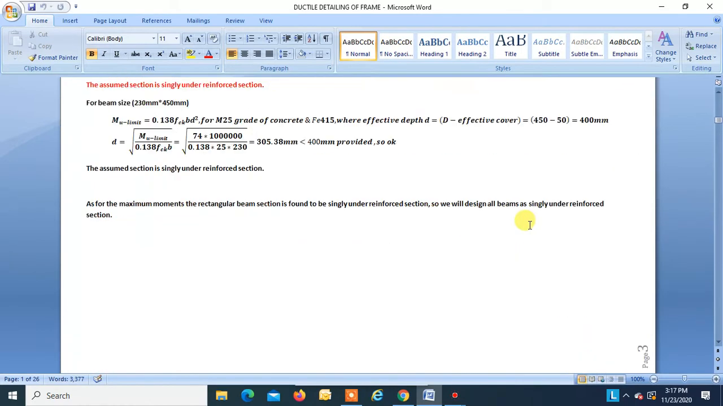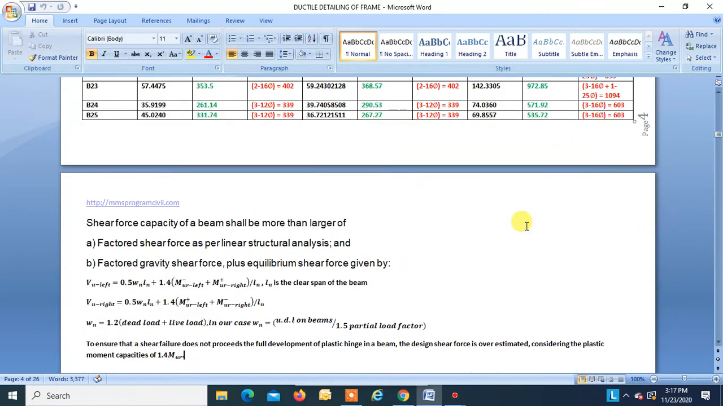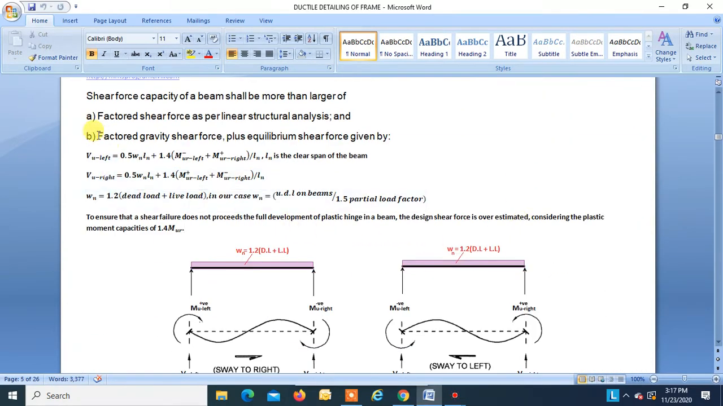Okay, and the second criterion given by the code is the factored gravity shear force plus the equilibrium shear force given by V left equal to this and V right equal to this, right? So after these two criteria, we have to take the maximum Vu left and Vu right. Okay. Now coming to this point, how do we get this Vu left? This is divided into two parts. This is the first part, that is 0.5 Wn into Ln.